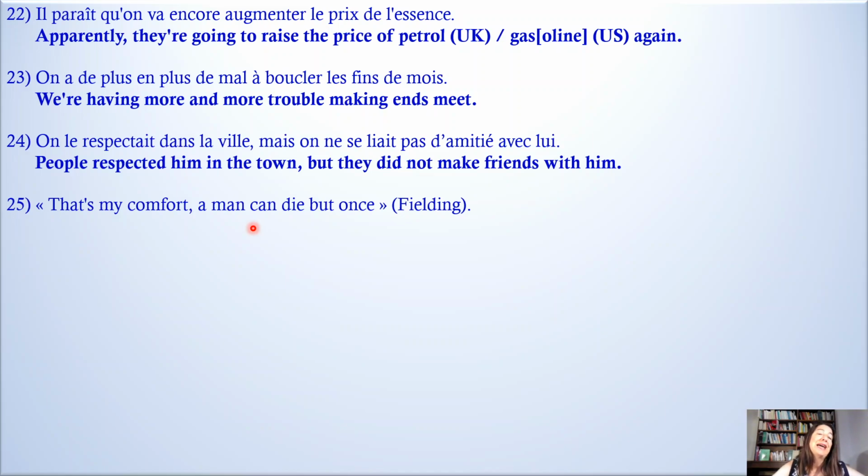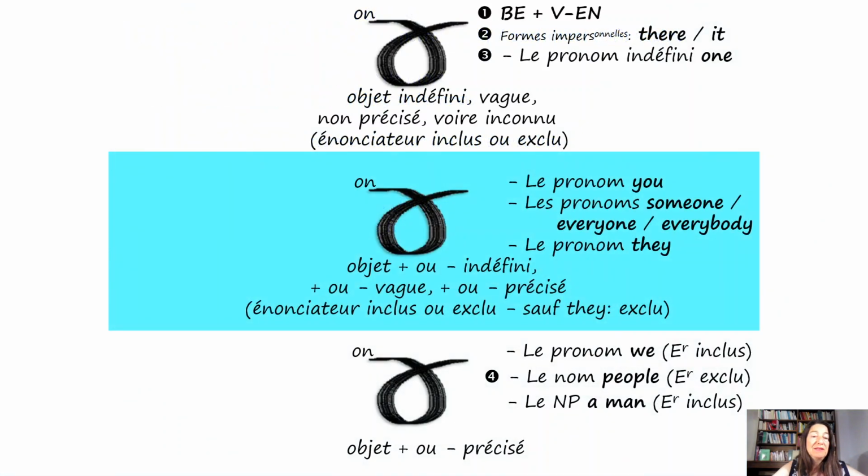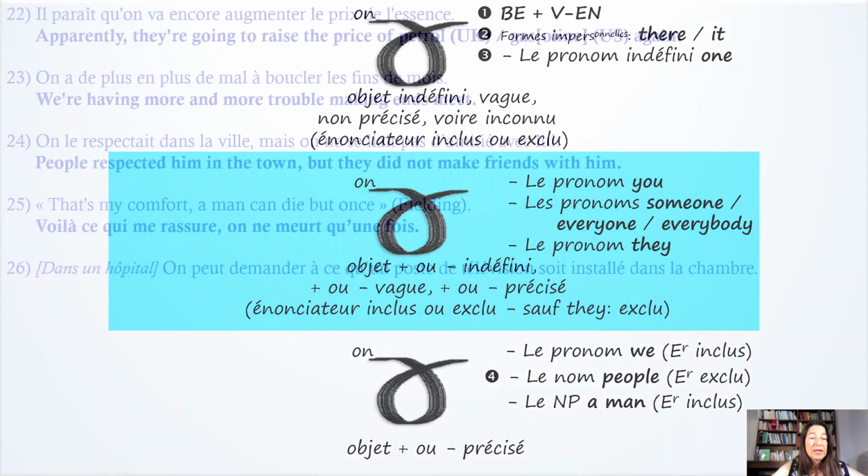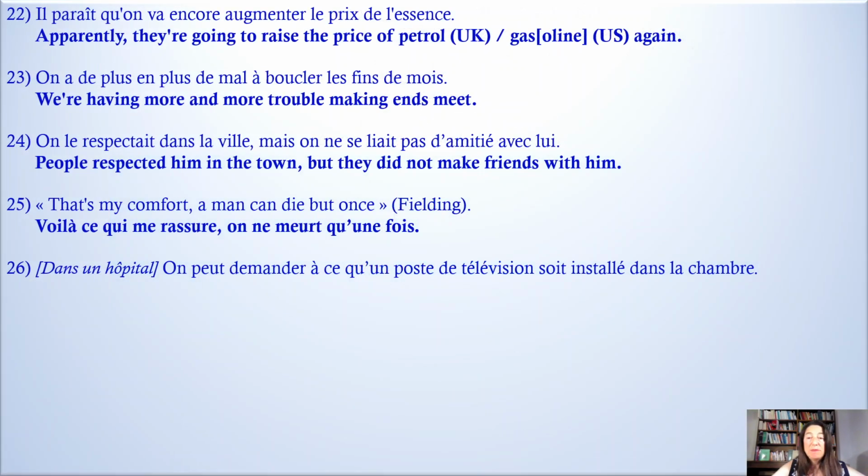That's my comfort. A man can die but once. That is really a literary sentence, and a man in that case may be translated by on, but that's not very much used today. So we're just pointing it out for you to know that it is used in literature. The noun phrase a man may be used with the same kind of meaning as on.